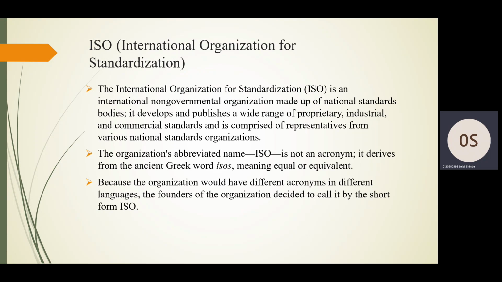The first model is ISO, that is the International Organization for Standardization. ISO is an international non-governmental organization made up of national standards bodies. It develops and publishes a wide range of proprietary, industrial, and commercial standards, and is comprised of representatives from various national standards organizations. The organization's abbreviated name ISO is not an acronym. It derives from the ancient Greek word isos, meaning equal or equivalent. Because the organization would have different acronyms in different languages, the founders decided to call it by the short form ISO.